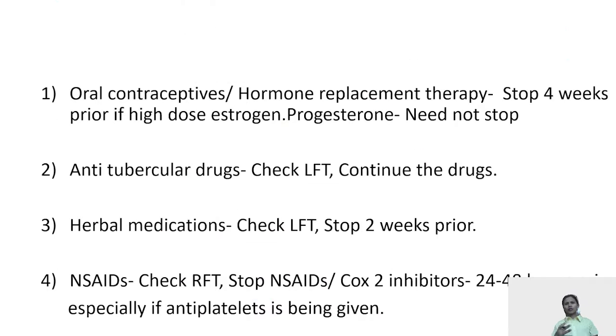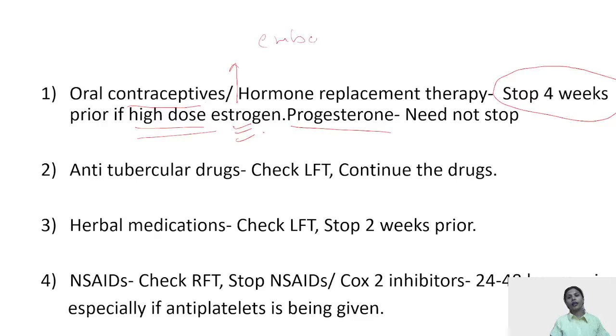Now, coming over to certain miscellaneous drugs that are asked or used, your oral contraceptives. Oral contraceptives have to be stopped at least 4 weeks, especially if it is high dose estrogen. Progesterone need not stop, low dose estrogen need not stop, because high dose estrogen increases the chances of embolism. That is why it has to be stopped at least 4 weeks prior to surgery.